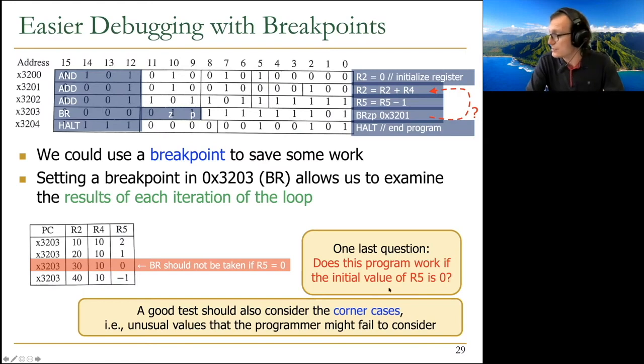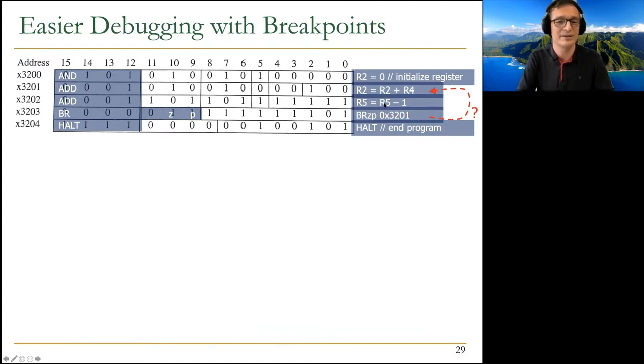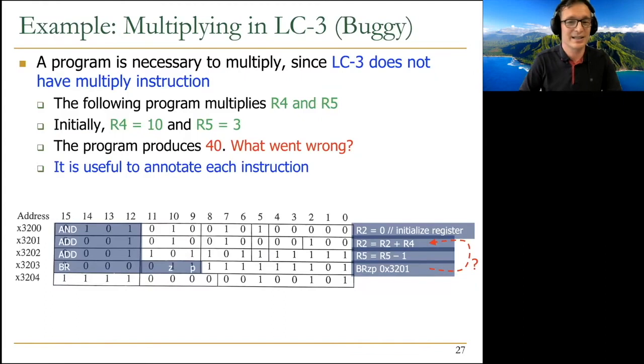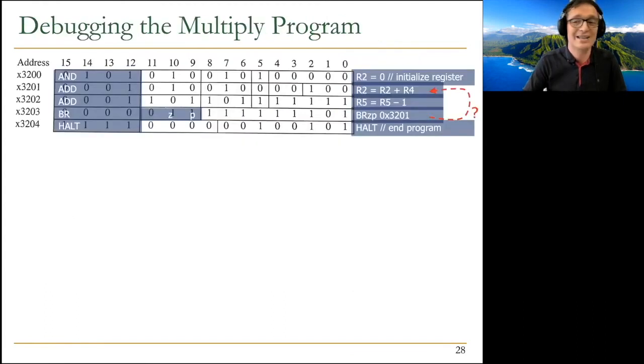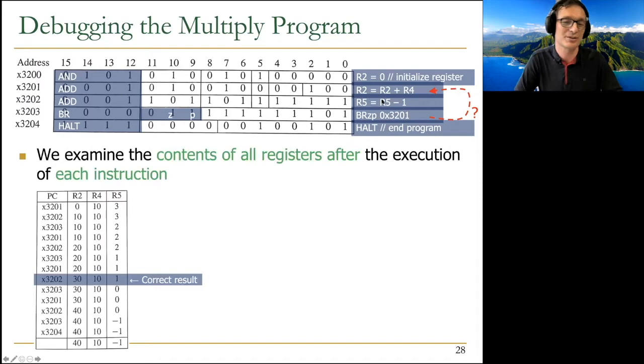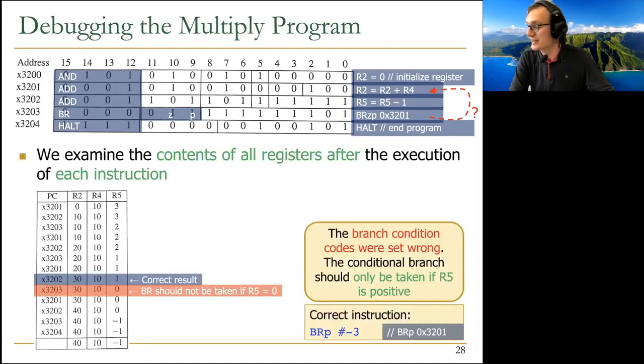So I think I see a question: why doesn't it work if R5 is equal to 0? Because you can see that you basically do the addition first, right? You add R2 to R4, and then R5 becomes -1 over here. So remember, the value of R5 is... basically you add R4 to itself. Basically, you get the result 10 if R5 is 0, which you should not get. You should really get 0 because you didn't check the boundary condition at the beginning.